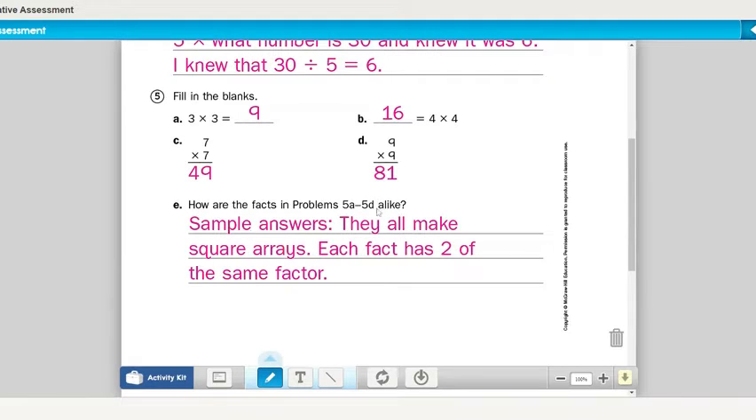How are the facts in problem 5a and 5d alike? They make square arrays, square numbers. So make sure you have that. Or each fact has 2 of the same factor. Turn the page.